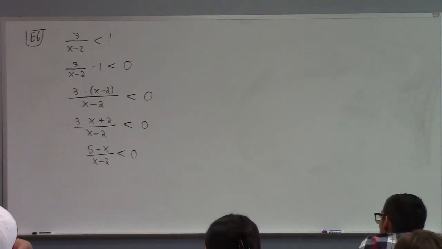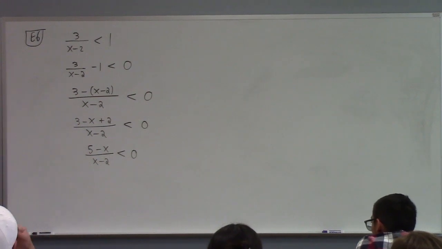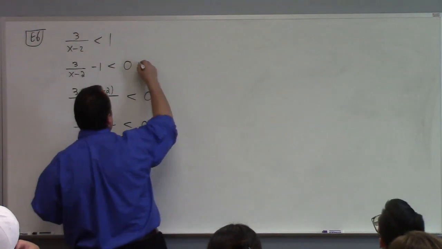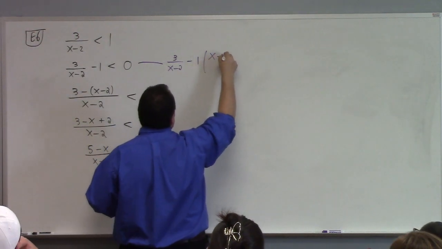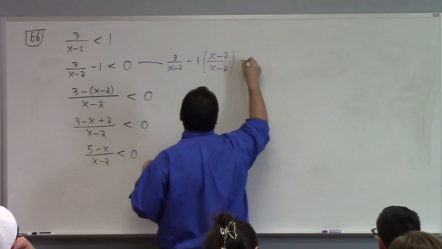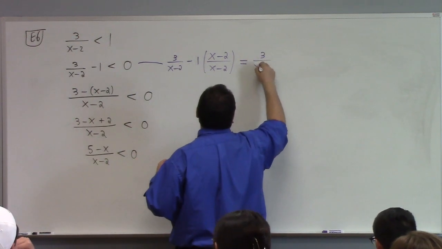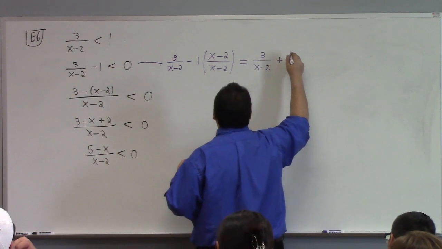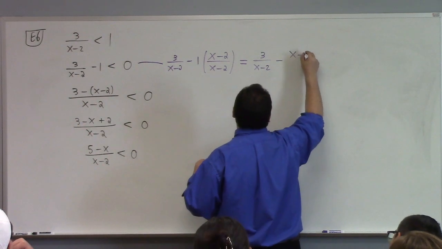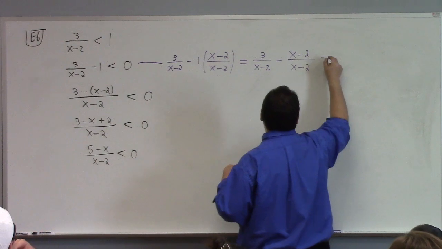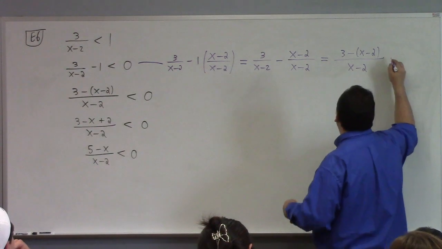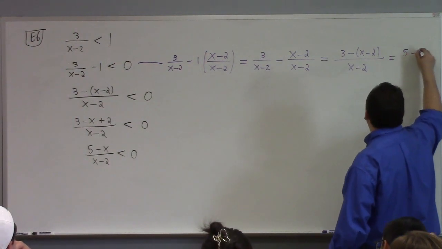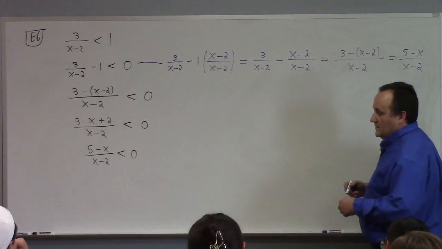Do you guys not follow me? Oh, I thought negative 1 jumped to the divide by negative 2. Let me do an in-between step here. What I'm doing is 3 over x minus 2 minus 1 times x minus 2 over x minus 2, which is 3 over x minus 2 minus x minus 2 over x minus 2. Then I can combine them. Yeah, okay, that makes sense. Which is then 5 minus x over x minus 2. So that's how that happened.